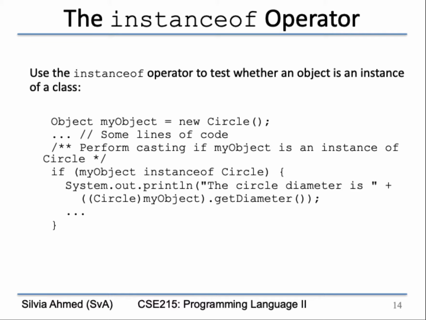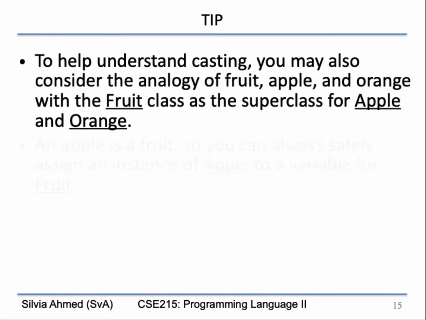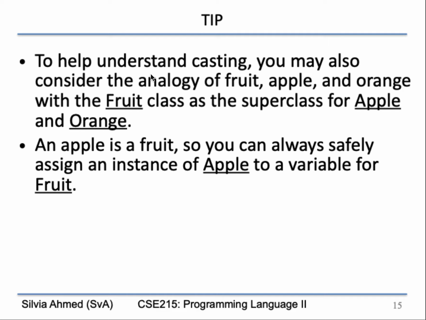We can think of this with the analogy of fruit. To help understand casting, you may consider the analogy of fruit, apple and orange, with the Fruit class as the superclass for Apple and Orange. Let's say I'm giving you an apple because you wanted some sort of fruit. You ask me, give me a fruit, and I give you an apple because you just require a fruit. When you require the superclass Fruit, I can give you any of the subclasses like Apple or Orange.